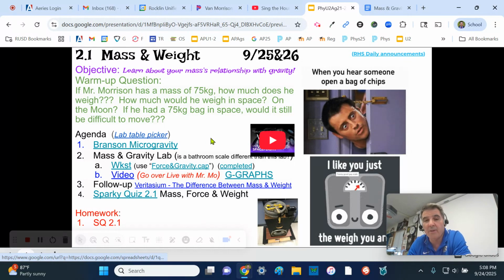This is Branson microgravity, and I can. In a spaceship with lots of other wonderful.